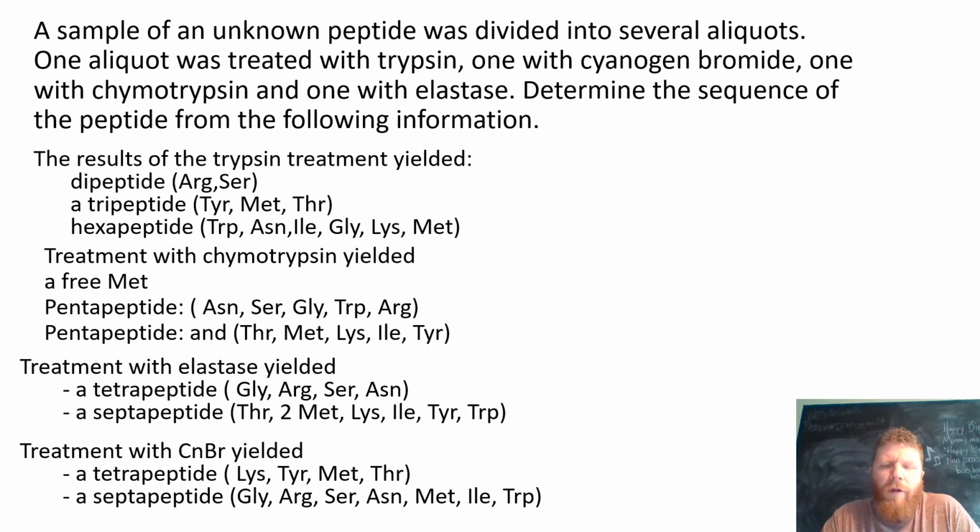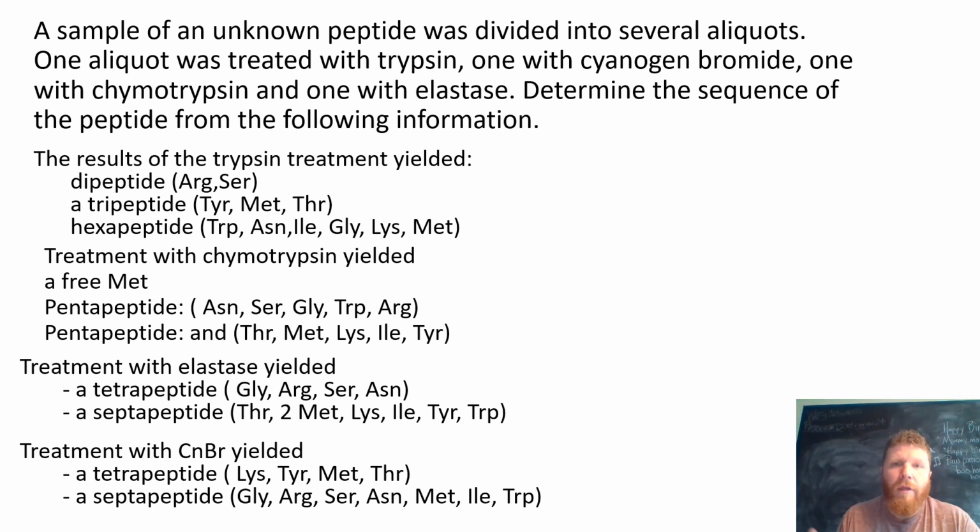Any sort of peptide mapping problem will naturally be associated with some piece of information and some data that you'll be provided with. So this question reads: a sample of an unknown peptide was divided into several small aliquots. One aliquot was treated with trypsin, one with cyanogen bromide, one with chymotrypsin, and one with elastase. Determine the sequence of the peptide from the following information. What that means is you had a sample that you divided. One fraction goes to be cut with trypsin, one chymotrypsin, one elastase, and one cyanogen bromide.